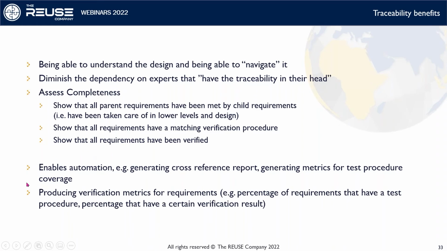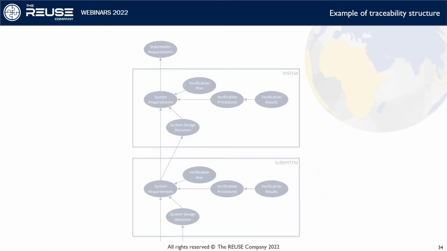You could also be a bit more high-tech to enable automation. Cross-reference reporting and metrics and so on could be produced from your tool based on whatever traceability you have. And well, this is basically the same metrics, the percentage of requirements that have been going through verification in different steps. Things like that are easy to obtain by having traceability.